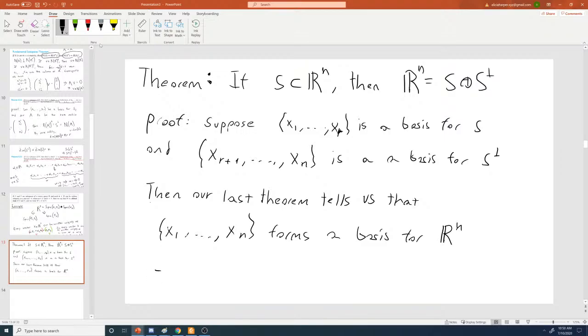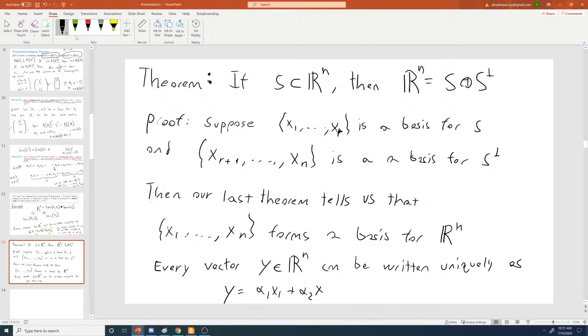Consequently, every vector y in Rn can be written uniquely as a linear combination of these n vectors. So we can write y is equal to alpha 1 times x1 plus alpha 2 times x2 plus and so on, up to alpha n times xn. And here I'm just using the fundamental property that x1 through xn forms a basis. But this tells us something. To see what it tells us, let's take it to another page.